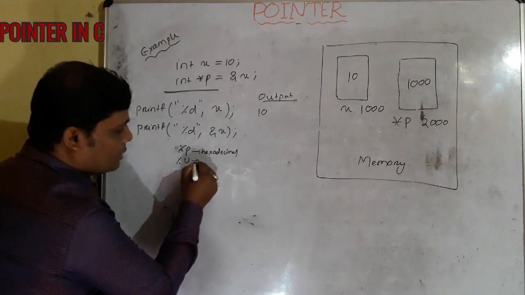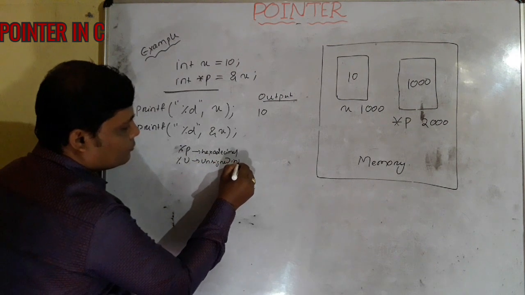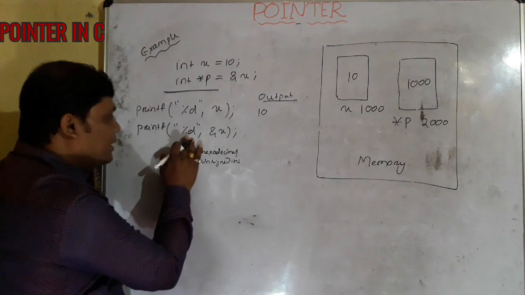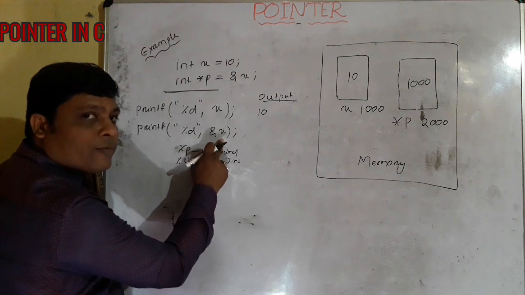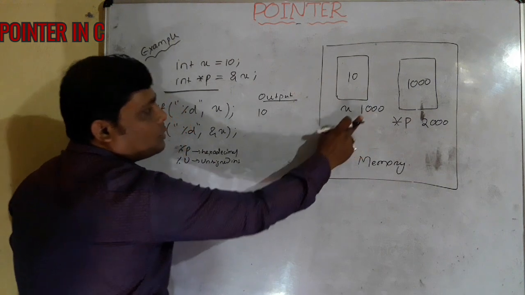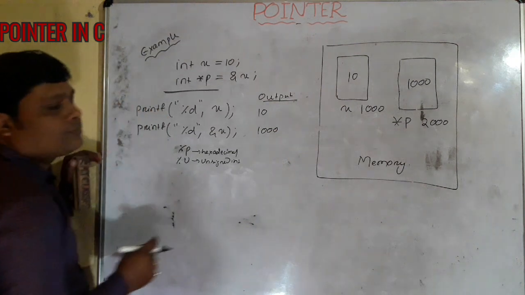Clear? This is unsigned integer. Clear? So here I have used %d. What will it display? Just see. Ampersand means address of x. The address of x is 1000. Clear? So it will display 1000.